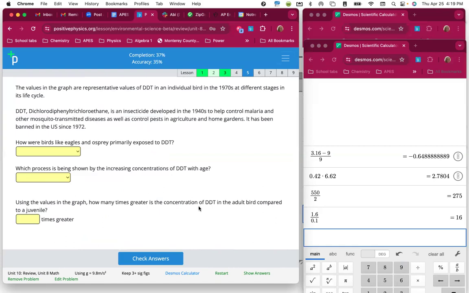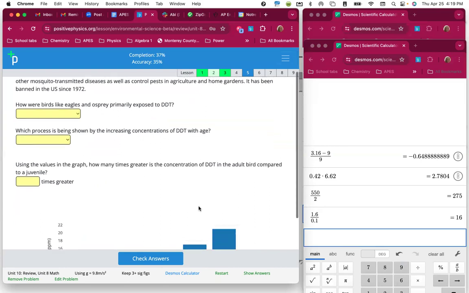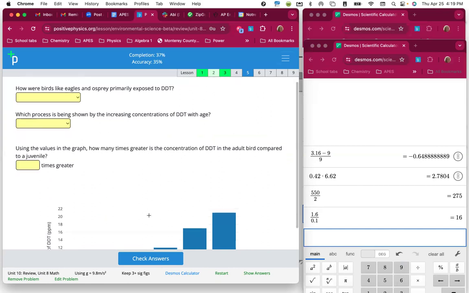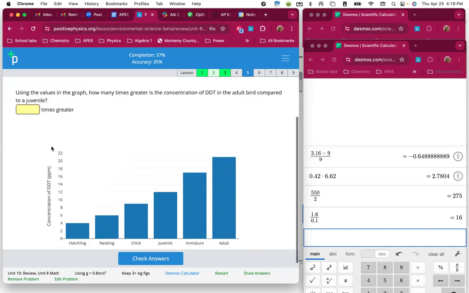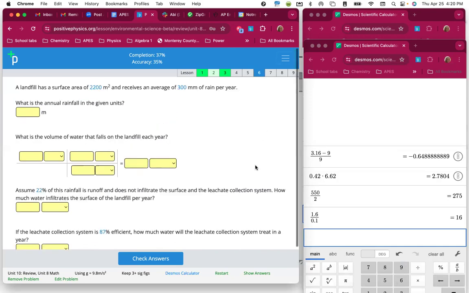So that was a question about bioaccumulation or biomagnification up a food web. And then this one is contrasting that same kind of question, but bioaccumulation in one species, one individual through its life. So another chance to read a graph and interact with that data and have that same kind of times greater question.